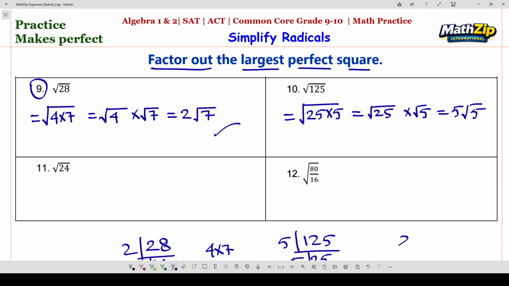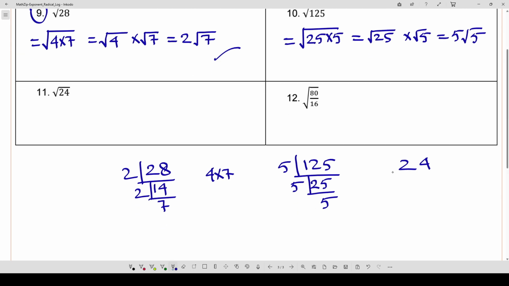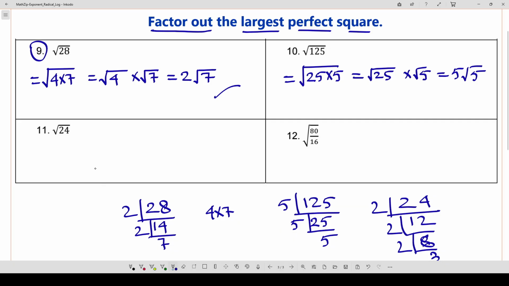24. So 24, first we can divide by 2, we will get 12. Again, divide by 2, we will get 6, right? Divide by 2, we will get 3. So what is the perfect square of 24? First we can write 4 times 6. 4 is a perfect square, and the product 4 times 6 is 24. Then root 4 times root 6. Root 4 means 2, and here is root 6.